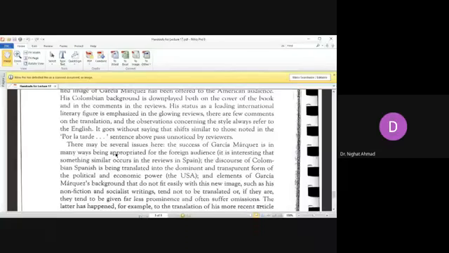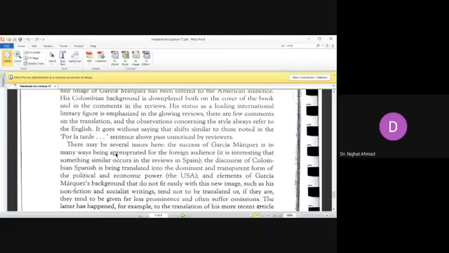So it was appropriated and modified so that it would be acceptable to the dominant and transparent forms of economic power of the USA, and also elements of Garcia's background that do not fit easily with this new image. The translators keep in mind that elements of Garcia's own background in his own country, Colombia, do not easily fit in with the new image, the success story, the huge fan following among readers of Garcia's novels.